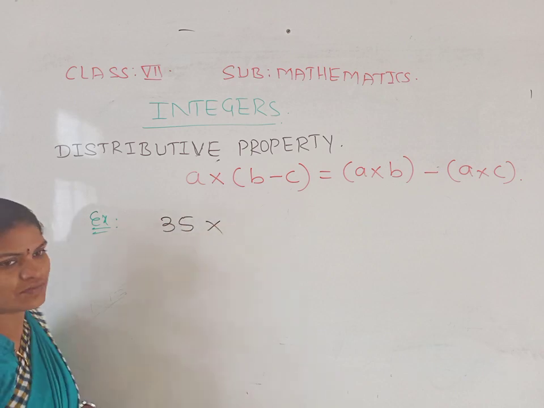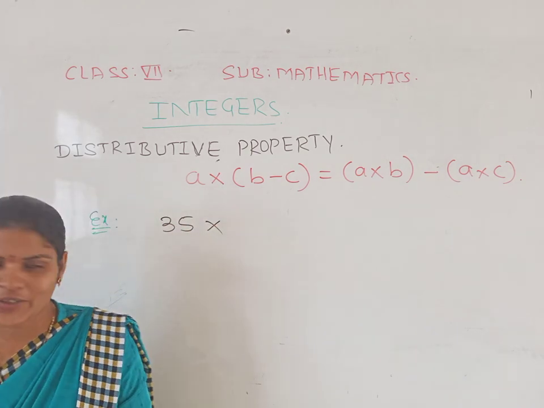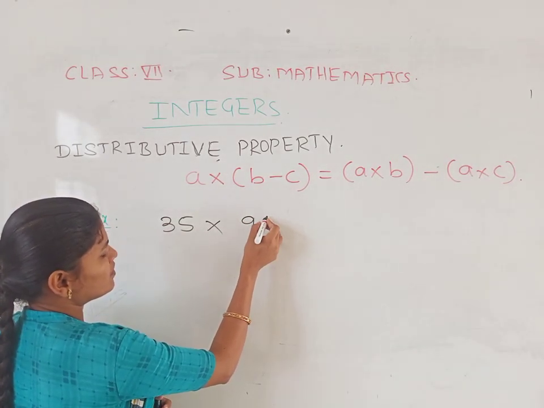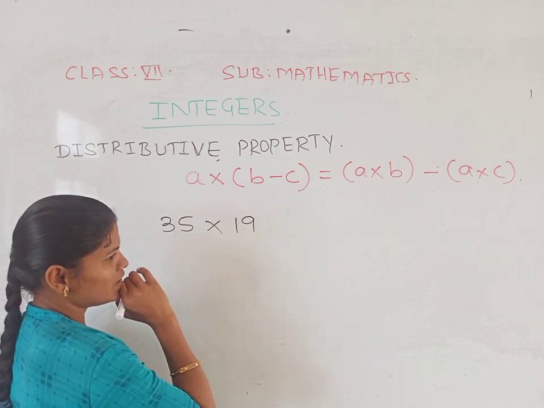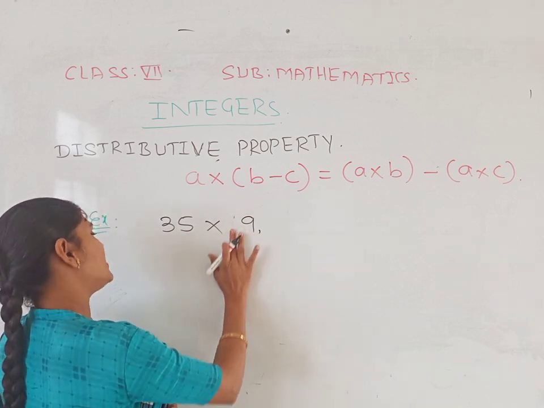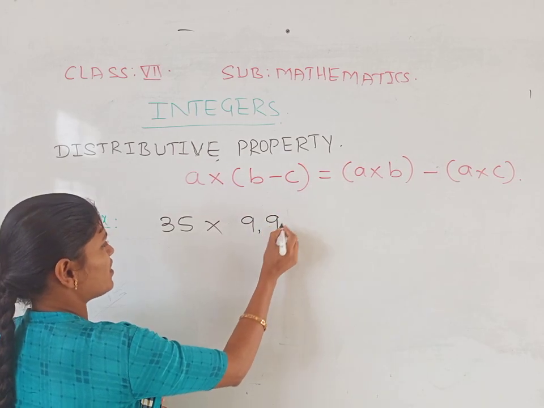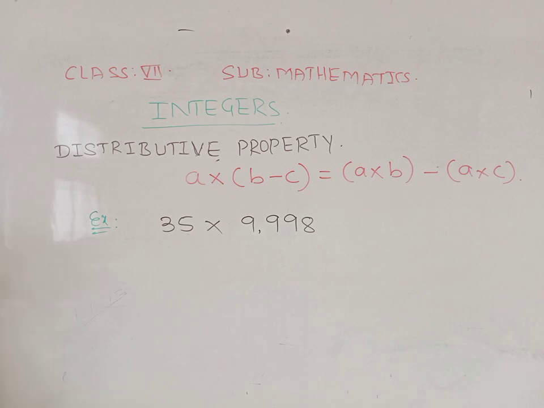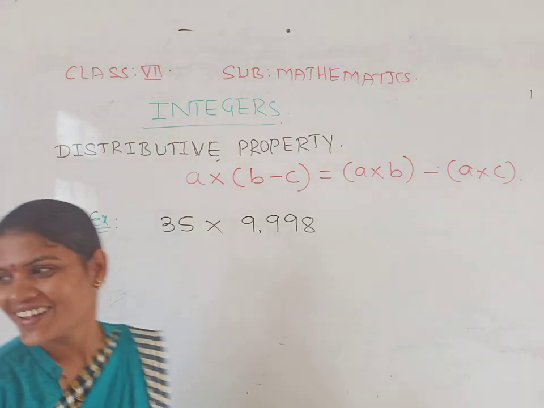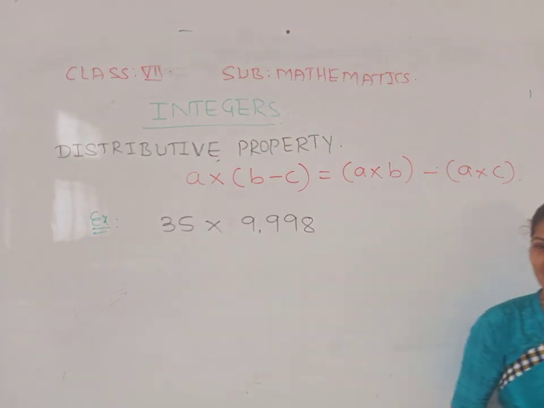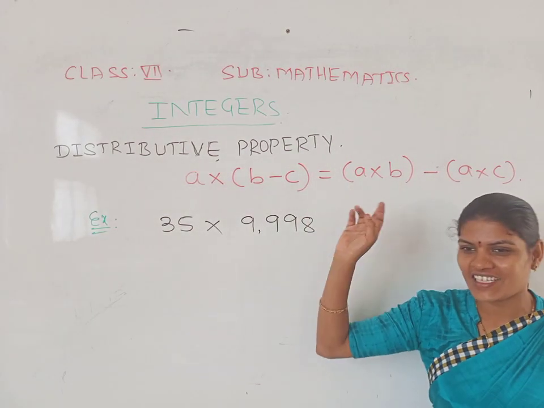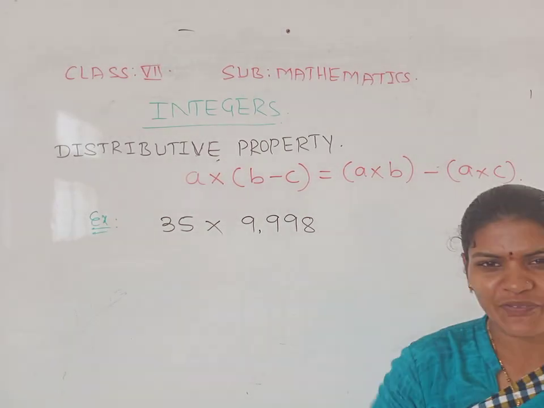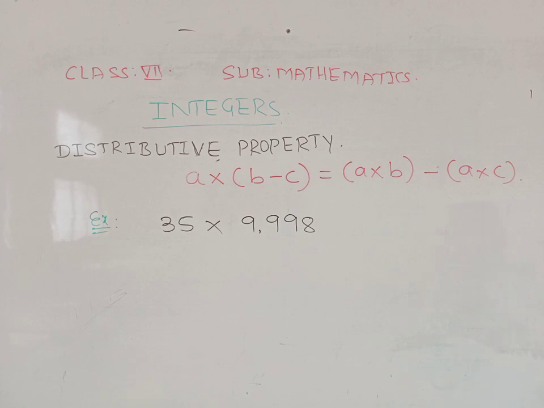35 into 9,998. 10,000 minus 2. Please think of 10,000 minus 2, it is 9,998. Please do it fast. Within a fraction of a second, you have to show me the answer. Do it fast.